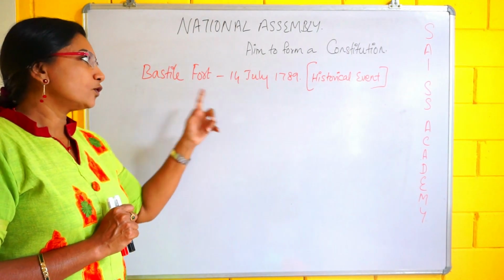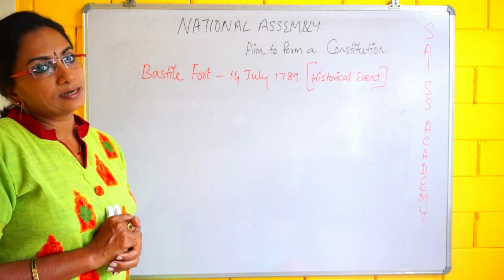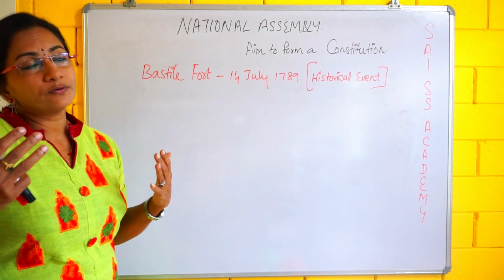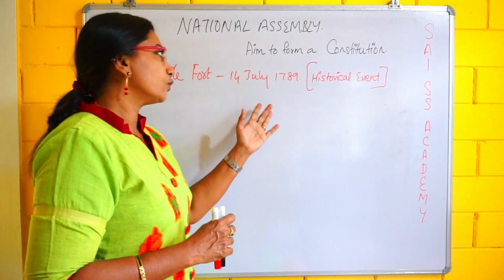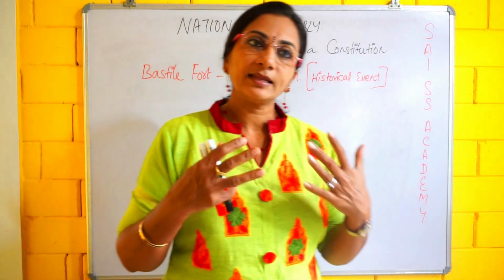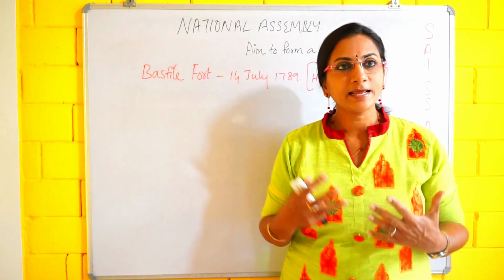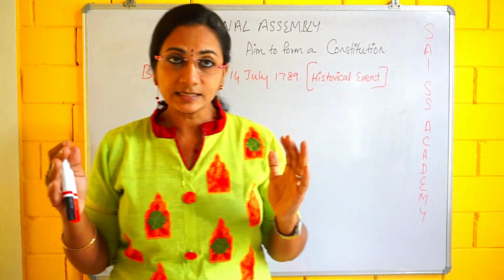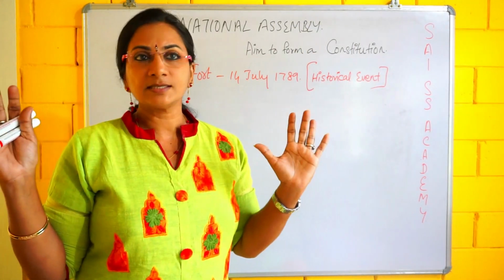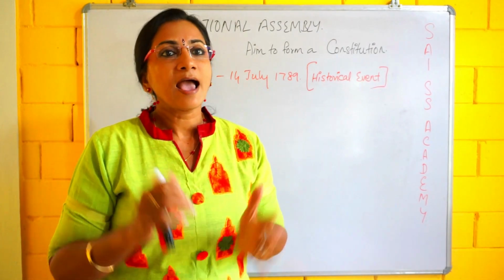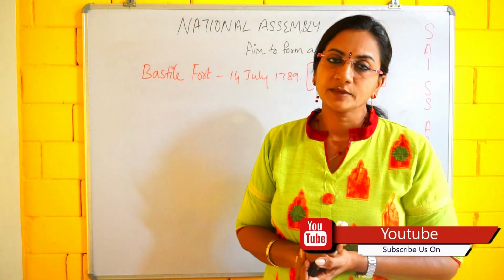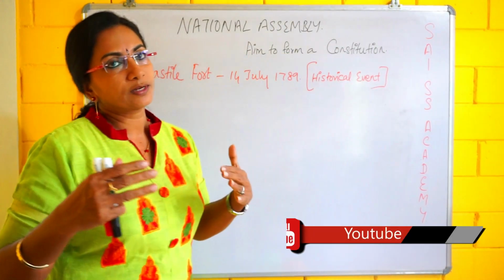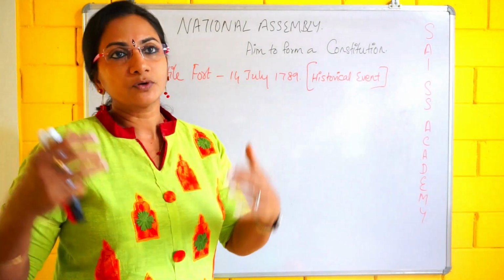Later, 14th July 1789 was celebrated as the National Day of France. After that incident, Louis XVI realized that people are very serious regarding the National Assembly as well as the Constitution. He understood that these people are very furious and he had to do something for them.